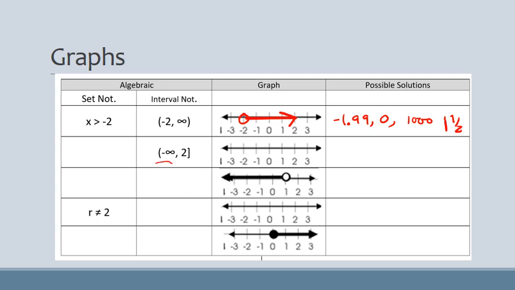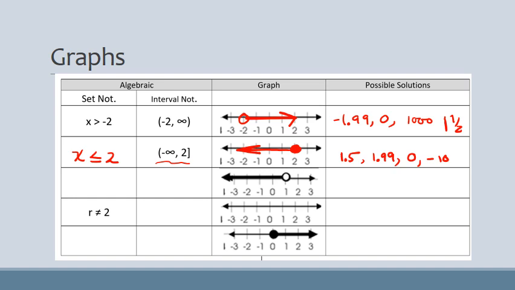In this example, it's less than or equal to 2 because we have the bracket that means it includes 2. So I have a closed circle on 2, and then my arrow goes to the left. And this is the same as x is less than or equal to 2. So 1.5 could be a solution. 1.99 can be a solution. 0, negative 10. Anything that is less than 2 or equal to 2.